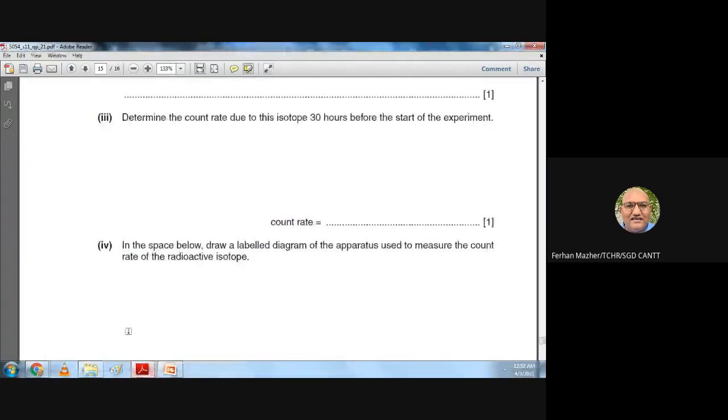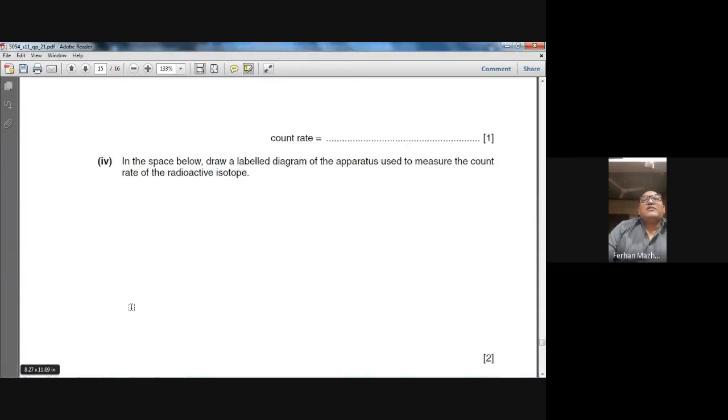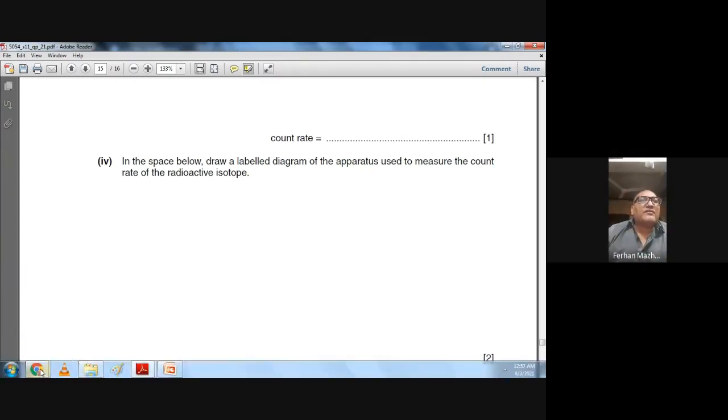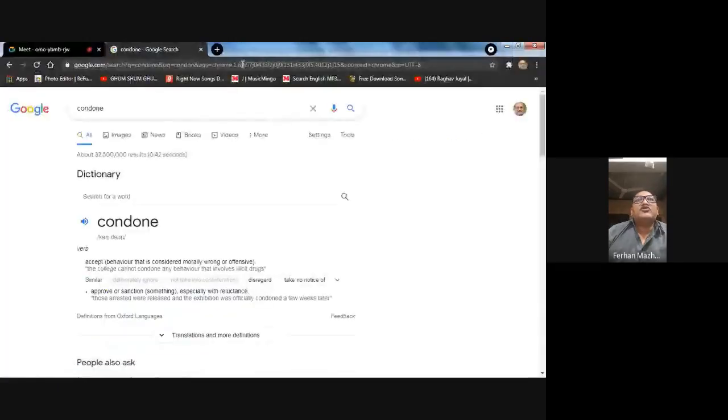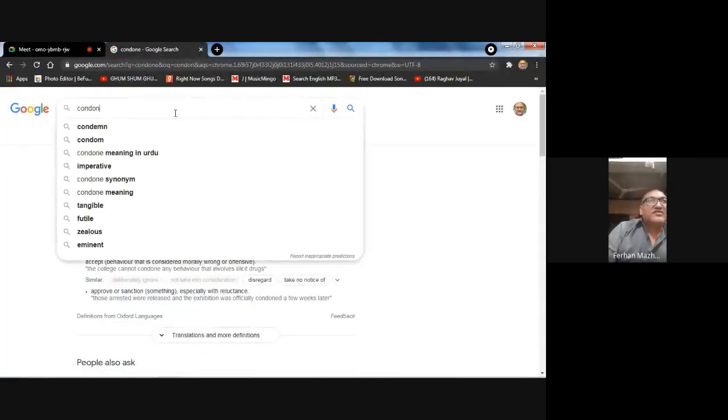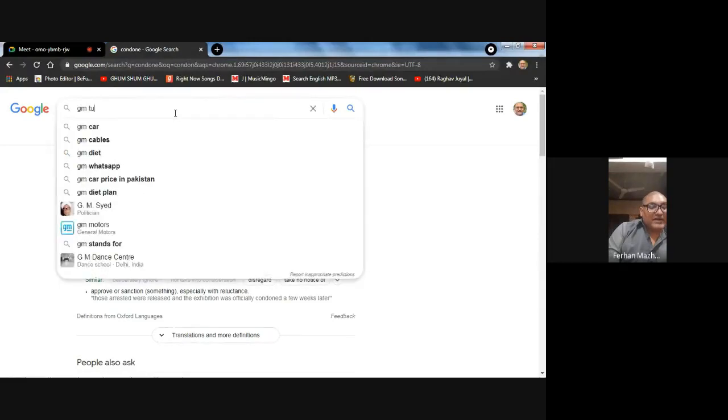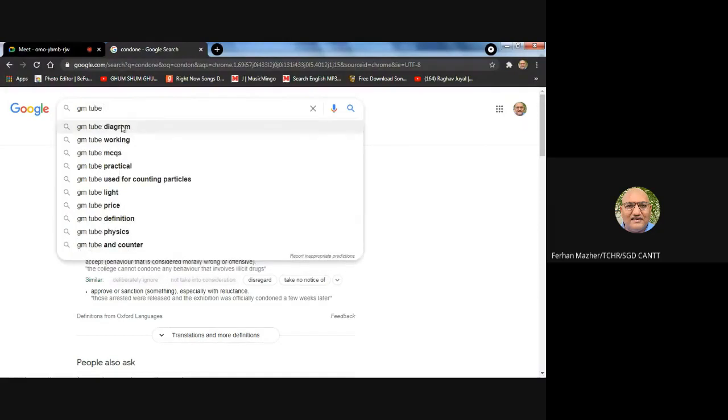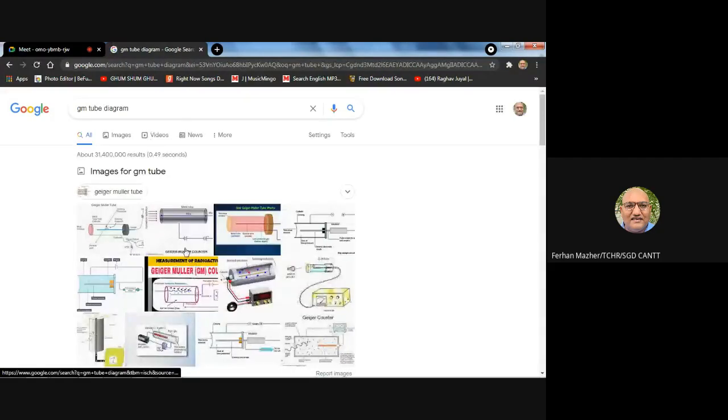So the next question he's asking is, in the space below, draw a labelled diagram of the apparatus used to measure the count rate of the radioactive isotope. If you want to draw the diagram, I can show you. Let me go to Google and I will show you a very famous diagram of the GM tube. GM tube diagram. So you can draw this diagram.